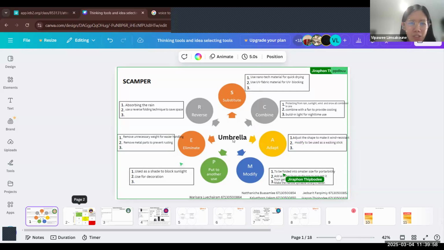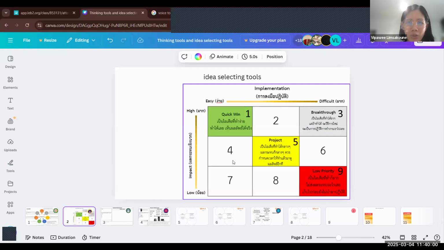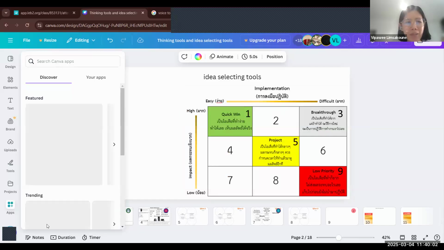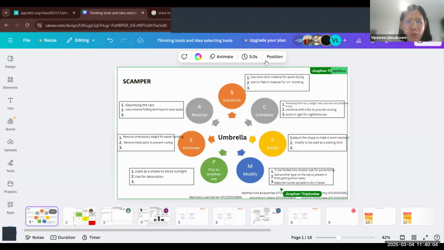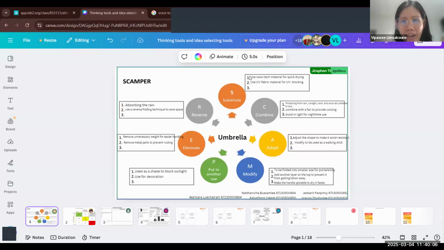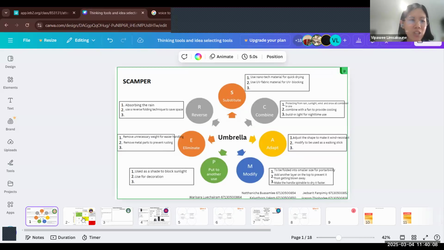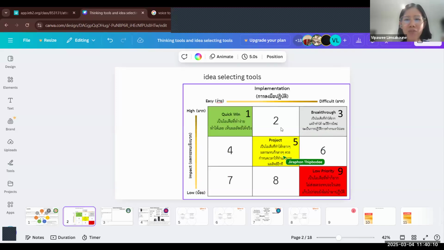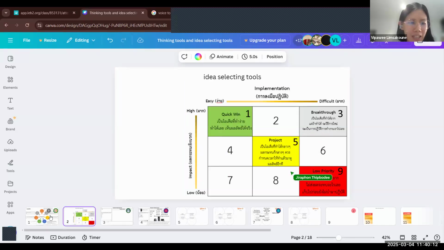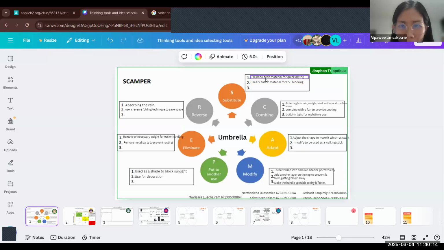Although they haven't used the idea selecting tools, I suggest that when they use an idea selecting tool, they could write, like, S1, idea S1, and then use this page to identify, oh, maybe my S1 is, let's see, what is it? Using nanotechnology material for quick drying for their umbrella.